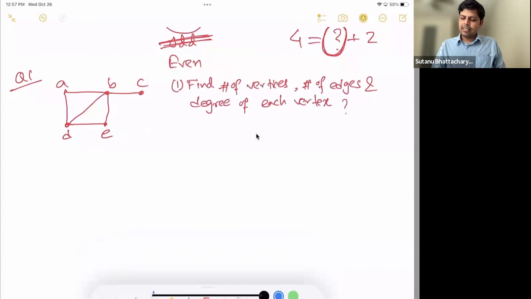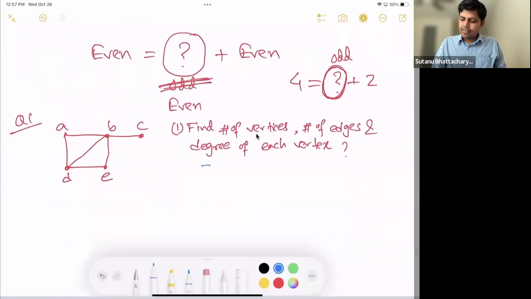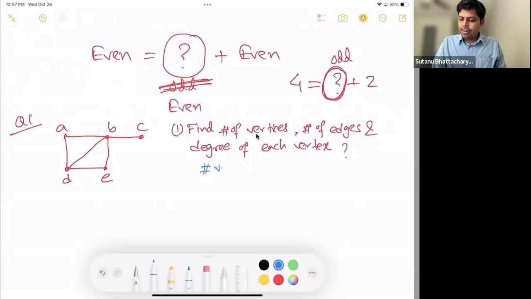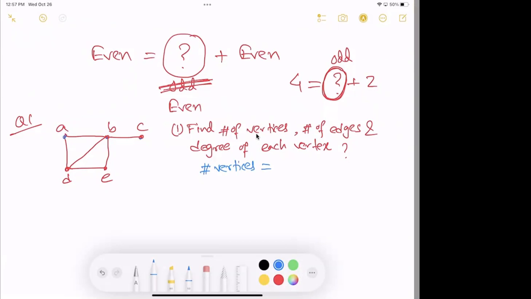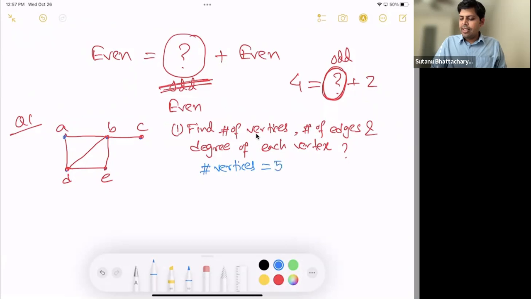So number of vertices. How many vertices are there? A, B, C, D, E. 5. Yeah. And number of edges would be A B, B C, 2, 3, 4, 5, 6.